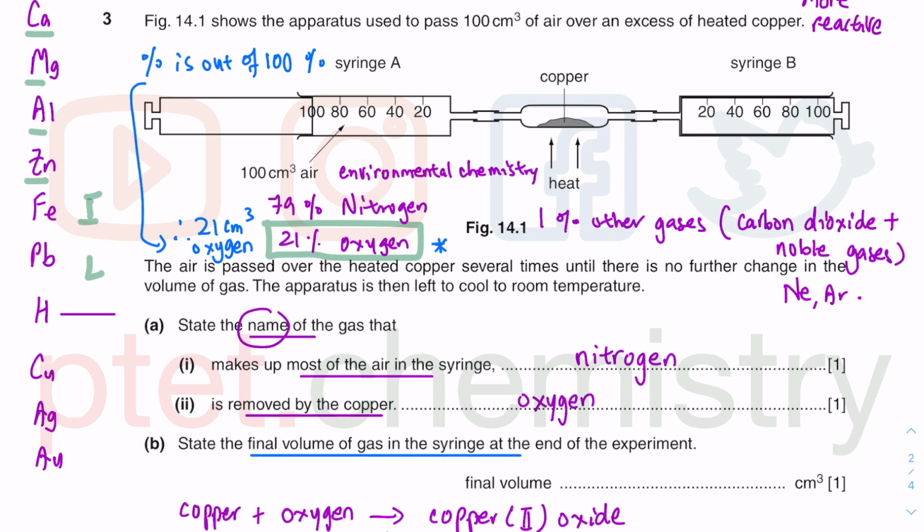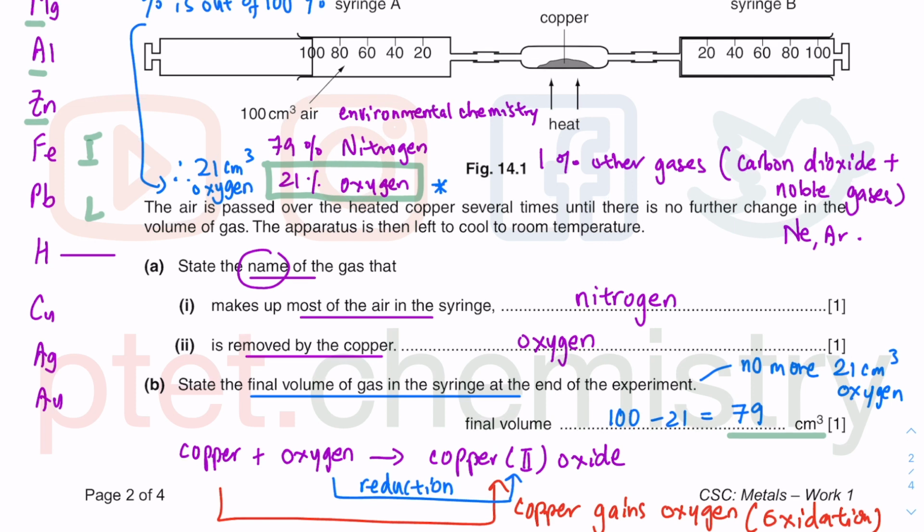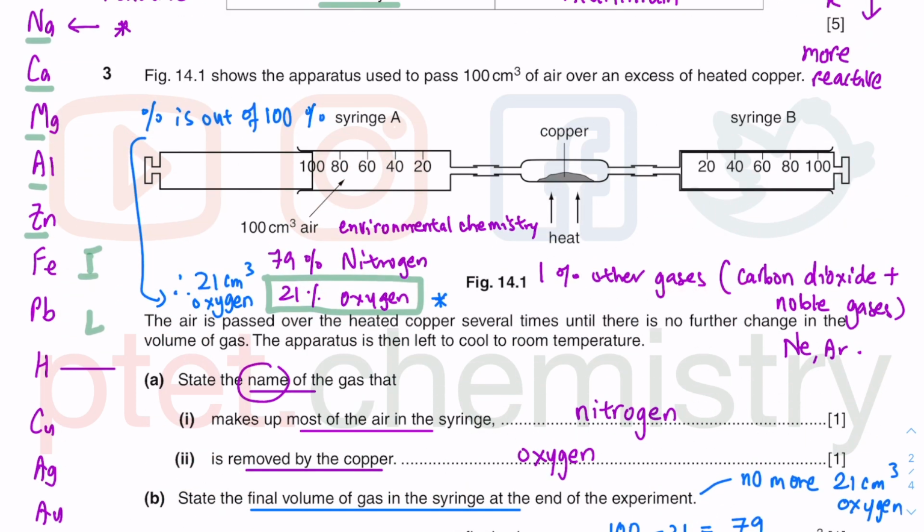Final volume left behind. So no more oxygen. So no more 21 cm cube oxygen. So you're going to get 100 minus 21. And that is the working, and you can press this on the calculator. You're going to get 79 cm cube, because you started with 100 cm cube, 21 cm cube oxygen. The difference of 79 cm cube is just the nitrogens and the other gases combined together.